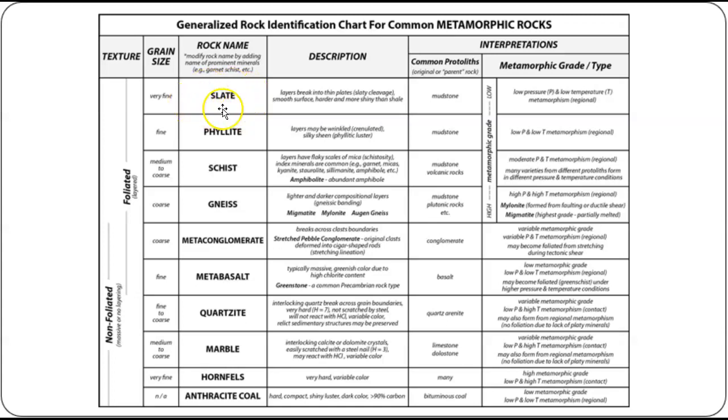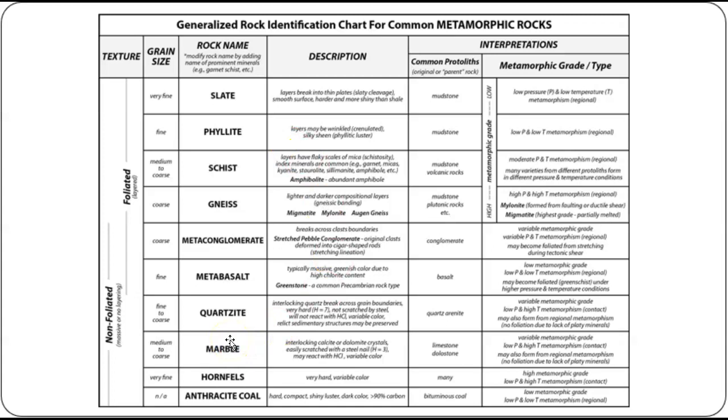So we would argue that slate is a low grade metamorphic rock, which means it hasn't undergone as much pressure or heat as the others. As we move down, gneiss is the most extreme metamorphic grade of the four here, and so it just goes from here, the next, the next, the next. Those are the foliated ones. Regional metamorphism is the term. And then there's the non-foliated ones.